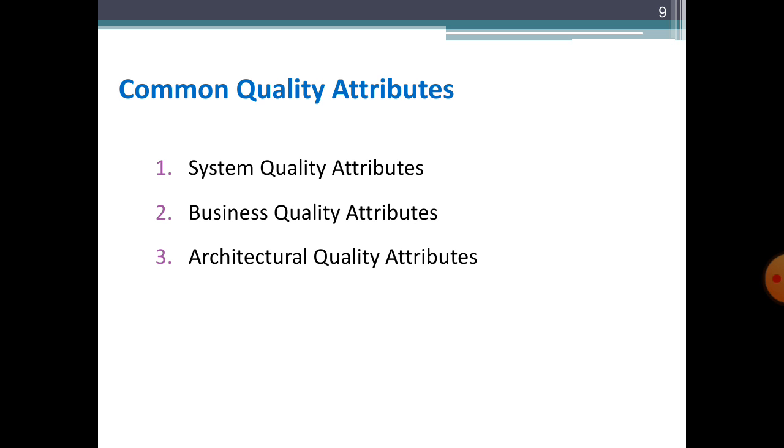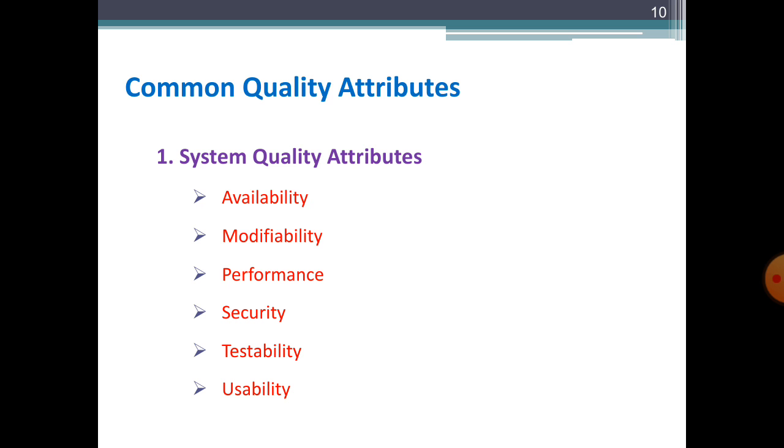So the next one is common quality attributes. There are three different kinds of quality attributes: system quality attributes, business quality attributes, and architectural quality attributes. The first one is system quality attributes. So students, these are the system quality attributes we have already discussed. These system quality attributes are availability, modifiability, performance, security, testability, and usability.